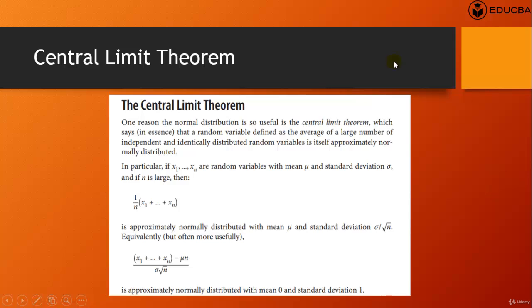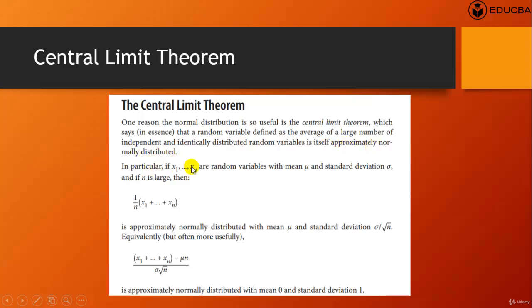The next understanding is about the central limit theorem. The central limit theorem, as mentioned, is like the most important theorem of probability. And one reason the normal distribution curve is useful is because of the central limit theorem, which is like a subclass of the normal distribution curve. It says that a random variable defined as the average of a large number of independent and identically distributed random variables is itself approximately normally distributed.